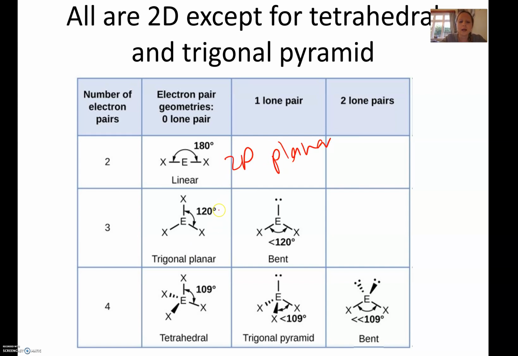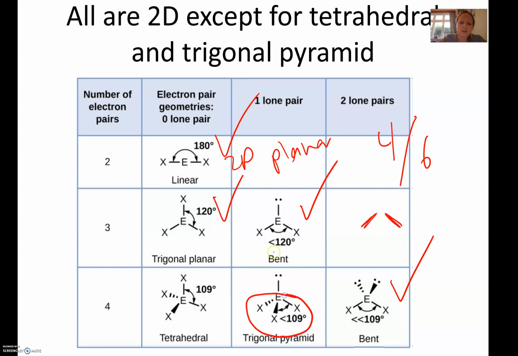Okay, so all of them are 2D, so linear, 2D, which means planar. Okay, trigonal planar, bent planar, bent planar, so planar. So 4 out of 6 of your shapes are planar, which is nice and easy, which just means you just use the straights. Okay, but your trigonal pyramid, just take off that top one and keep the rest the same, and tetrahedral, straight, solid, dotty.